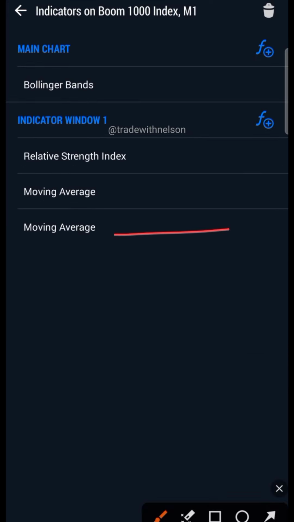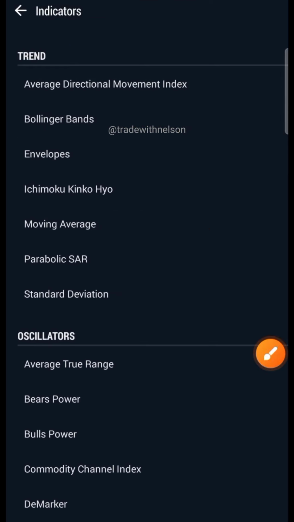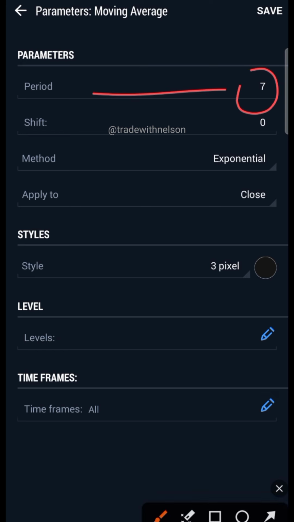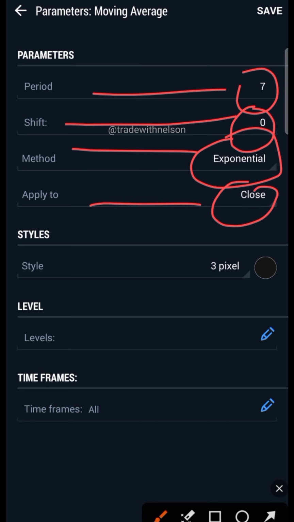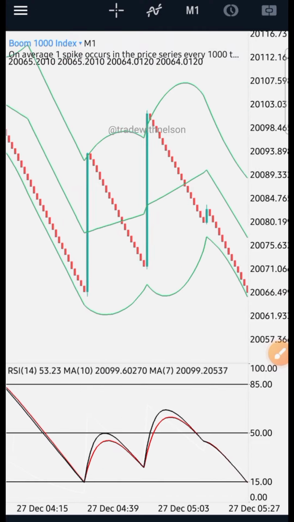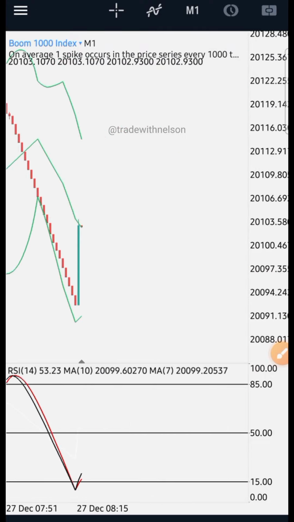And to select the second moving average, click on this F icon on the indicator window 1. This is moving average. Once you click on that, make your period 7, shift 0, method exponential, apply to close, style 3 pixel, and select a color of your choice. Here I am using black. After that, you click on save. If you follow my settings correctly, your chart should look exactly as you see over here.